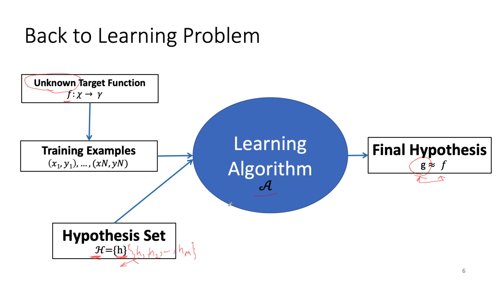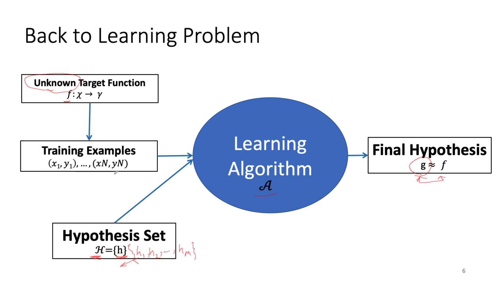For the learning algorithm, I made some examples. We already know several of them, like backprop, where the hypothesis set could be a neural network, right? Or other classifiers.